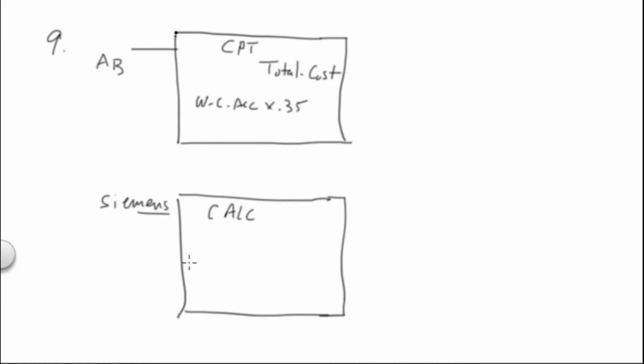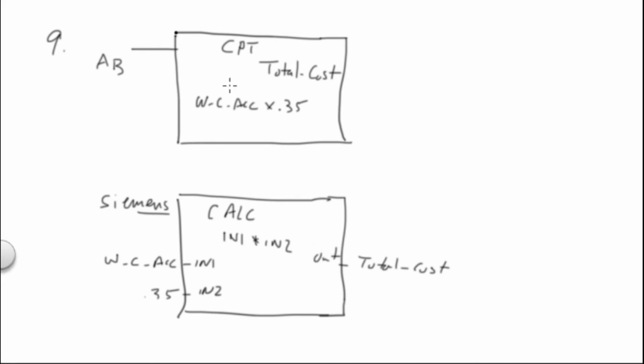With the calculate block, you have inputs. So I have N1 and N2. N1 is my count accum, and my N2 is 0.35. My expression is N1 times N2, and my output over here is total cost. Either way.